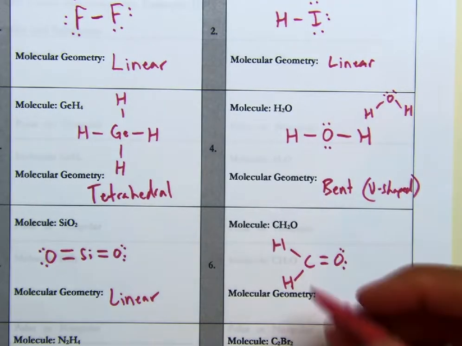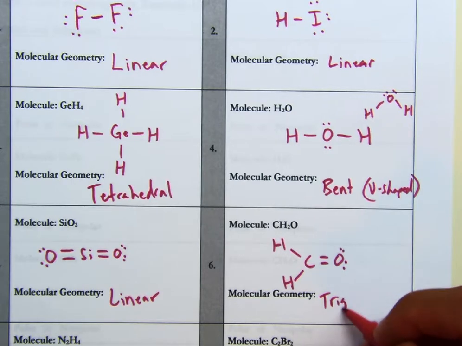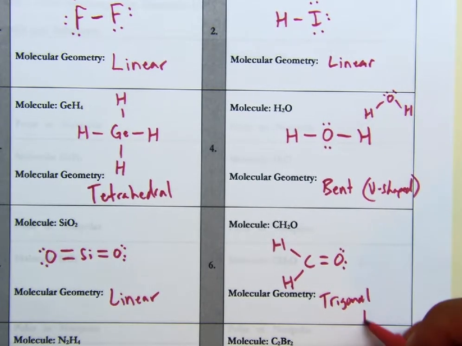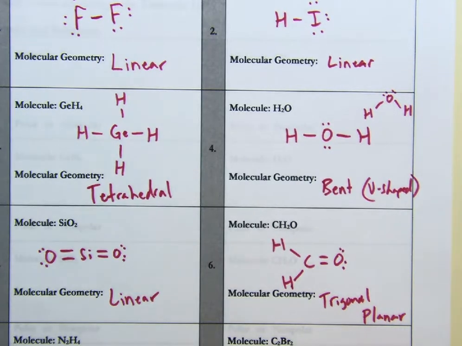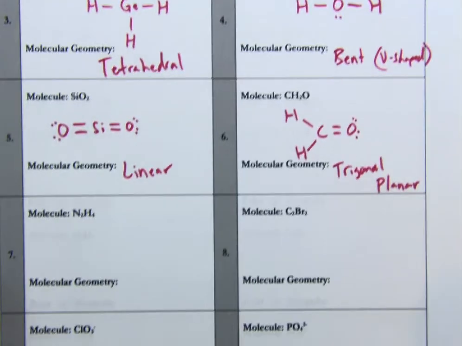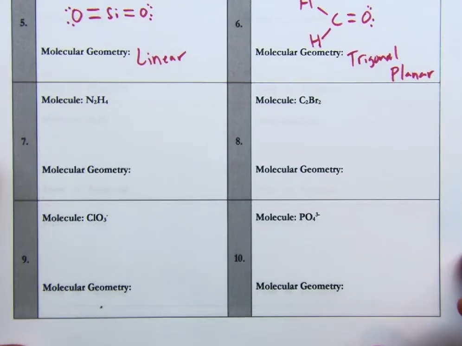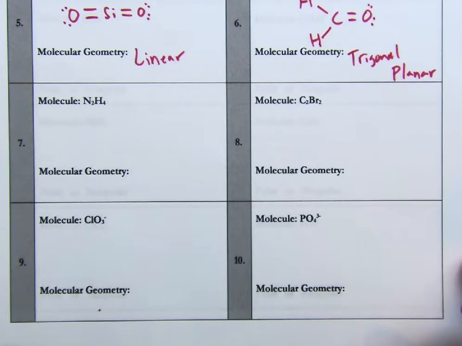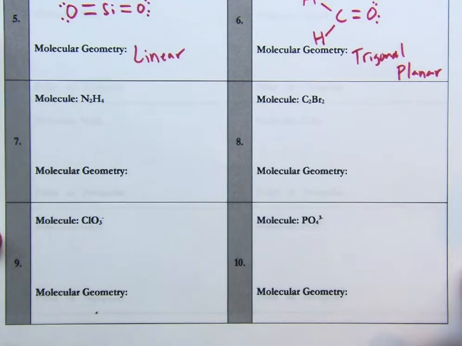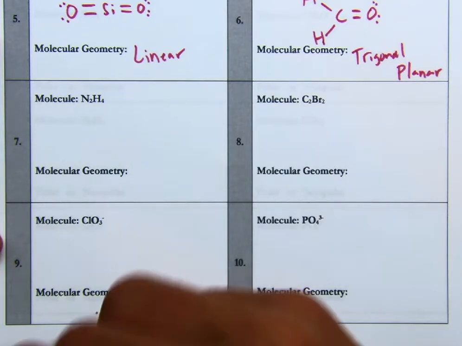So this is trigonal planar, flat, like a plane, like on a plane. Okay, so we have 4 more. They're the same Lewis structures that we did in our last video. And again, I'm going to draw them out pretty quick, and then I want you to write the shapes.